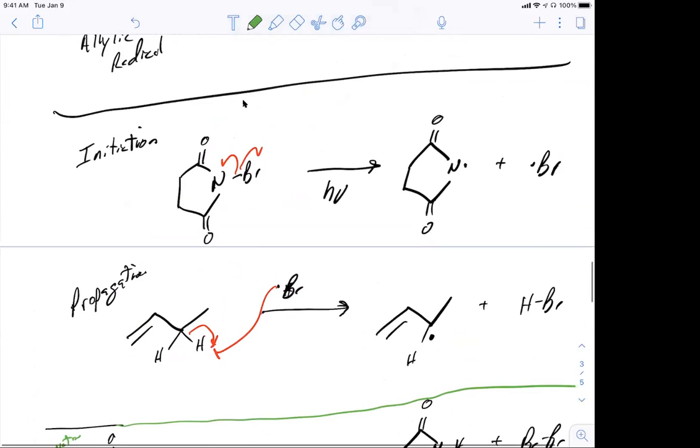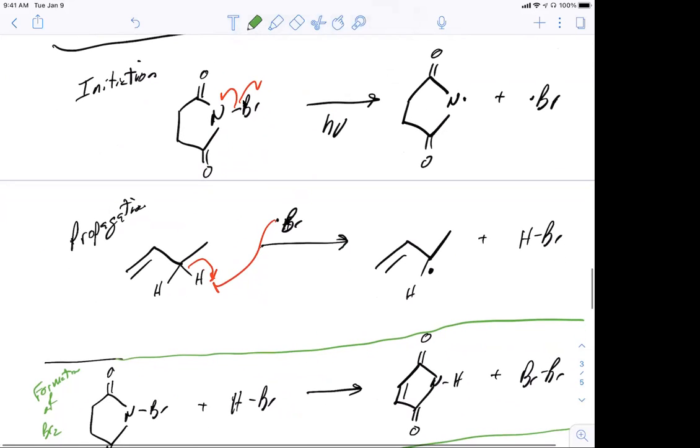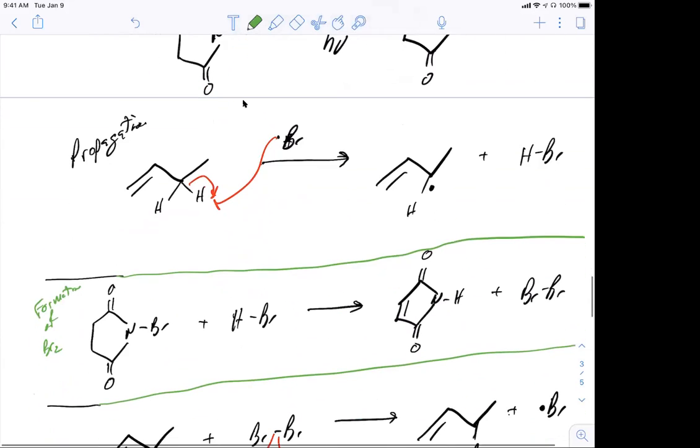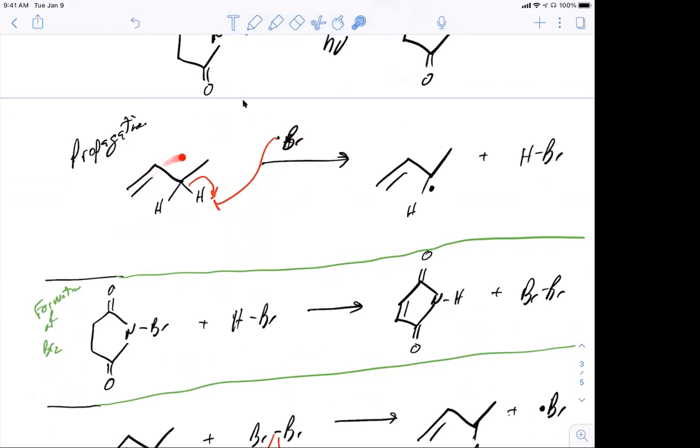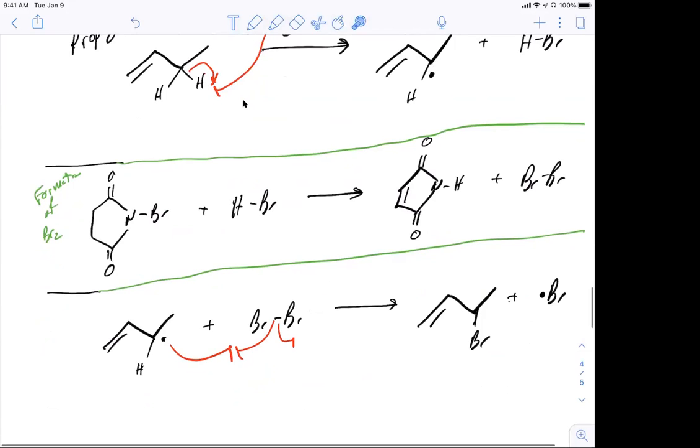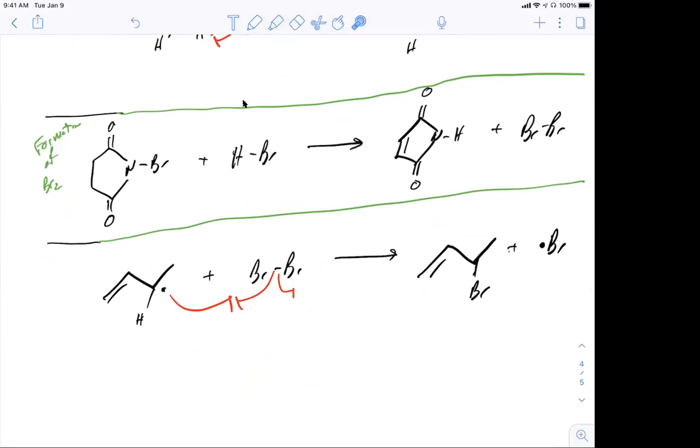So initiation, we form a radical. Propagation, we start to use that radical. Okay. The caveat here is that we need a Br2 so that we can get a cyclic propagation. That actually comes from the reaction of the Br radical with the allylic position, which forms HBr. HBr decomposes the NBS to give us Br2. Okay, so that's occurring in the reaction. That Br2 gives us the second step.